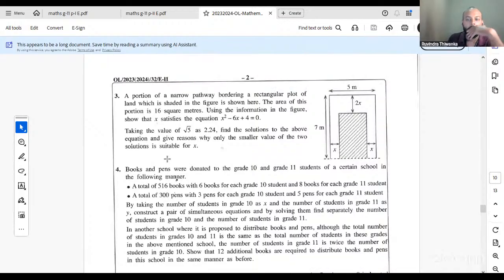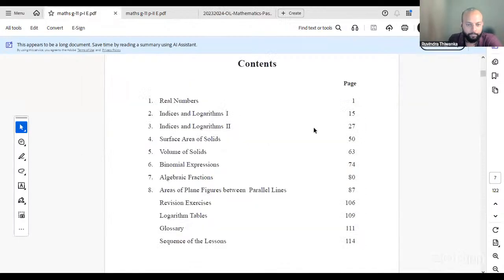So we'll see. We'll start the first lesson in our grade level syllabus. That is real numbers. Okay, so I'll share my other screen.